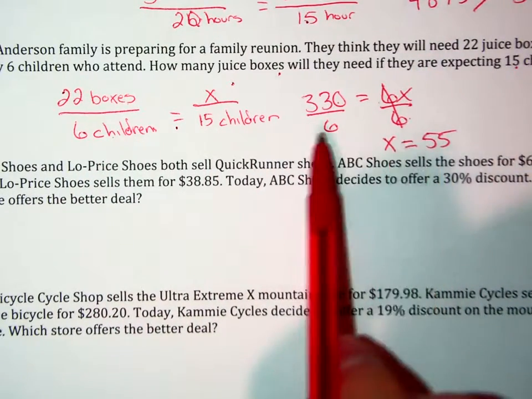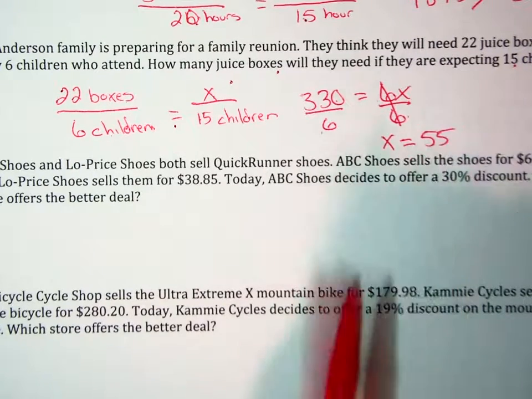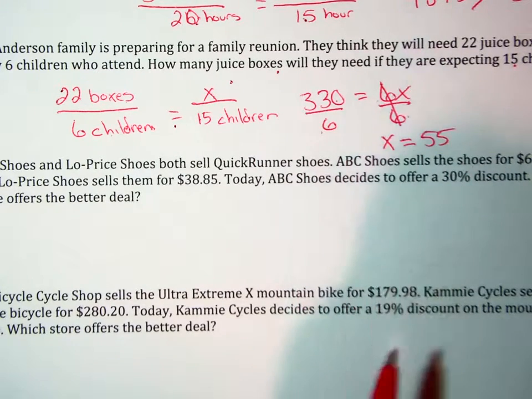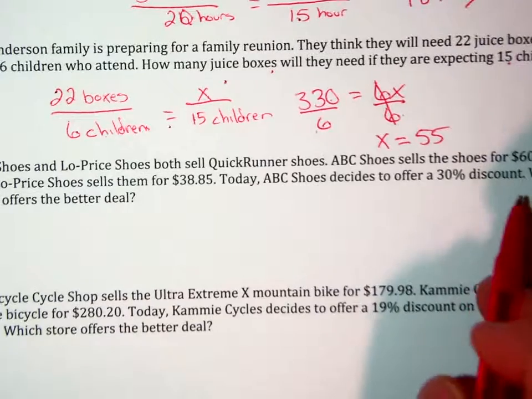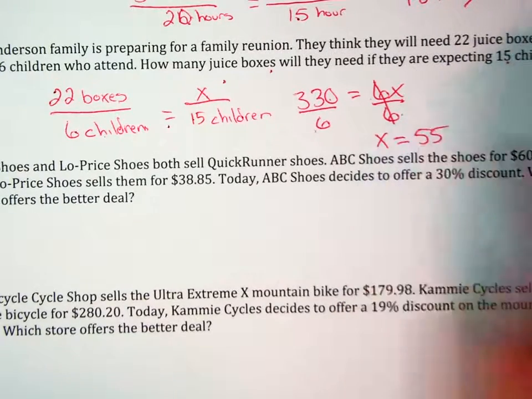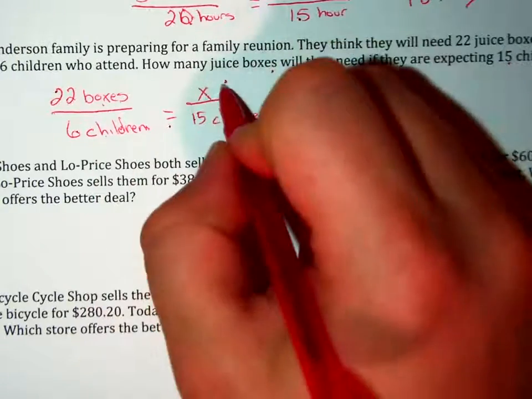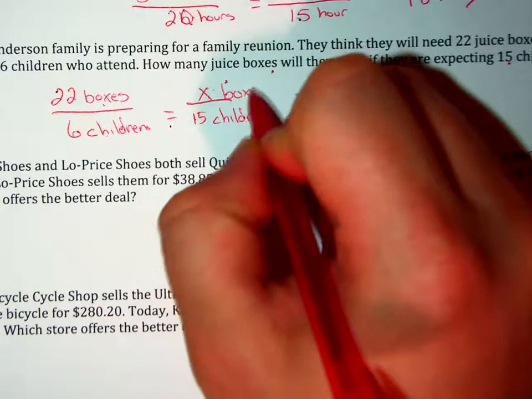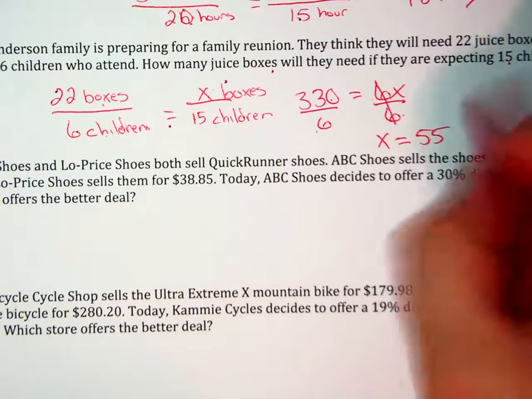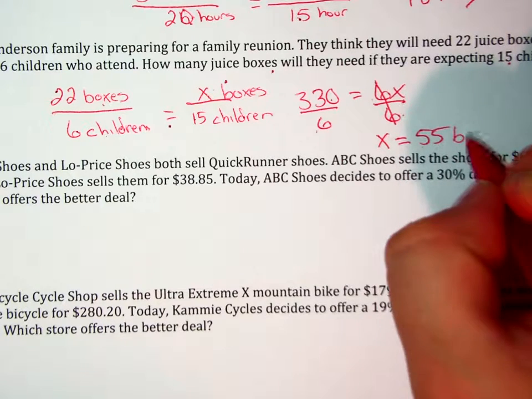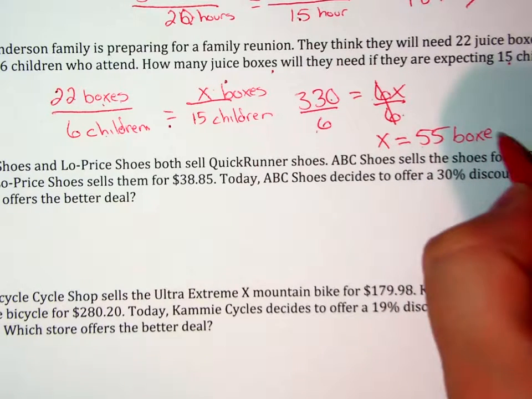I divided by 6 on both sides, and my x was equivalent to 55. The only thing I need to do yet is determine what 55 represents. Well, in my numerator, my unit was boxes, so 55 represents 55 boxes of juice.